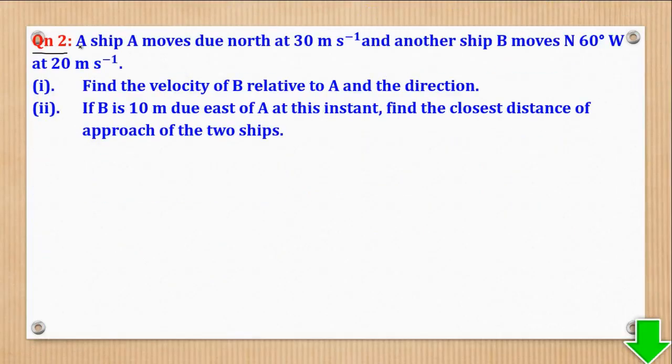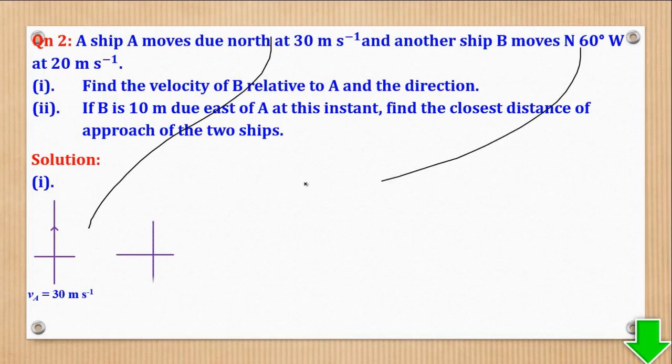Then question 2 says a ship A moves due north at 30 meters per second, and another ship B moves north 60 degrees west at 20 meters per second. Roman 1, find the velocity of B relative to A and the direction. Then Roman 2, if B is 10 meters due east of A at this instant, find the closest distance of approach of the two ships. So the first thing to do is to draw the sketches so that you can easily get the vector form. So this one is north, then this one is north, 60 degrees west.